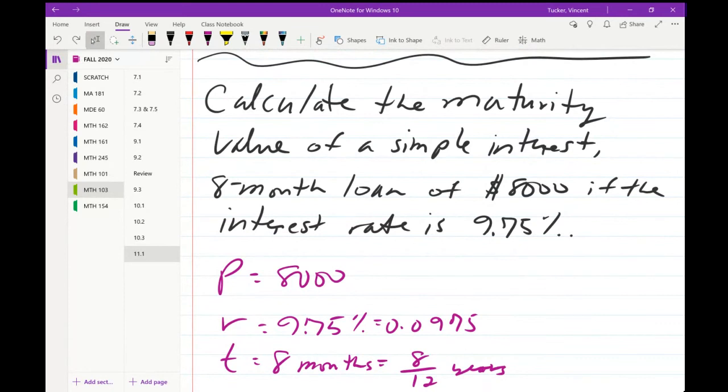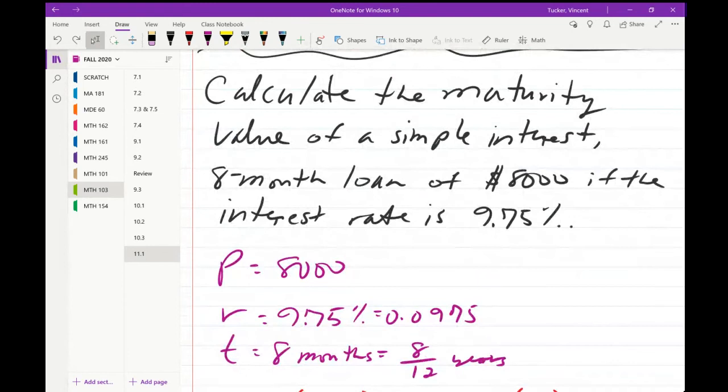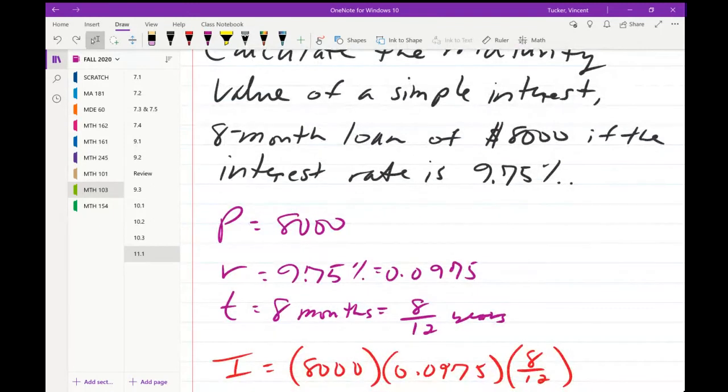All right, calculate the maturity value of a simple interest 8-month loan of $8,000 if the interest rate is 9.75%. So going back to the formulas, remember you can do it as P plus I. In other words, you calculate I first, then add the P, or you can use P times 1 plus RT. So I'll do this first one, the first way, P plus I, and then do another one the other way. So either way, if you have PRT, you can use either formula. P is 8,000. R is 9.75, which will convert to 0.0975. And months is 8 over 12.